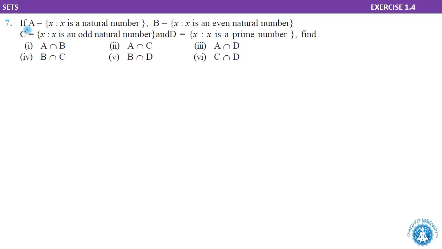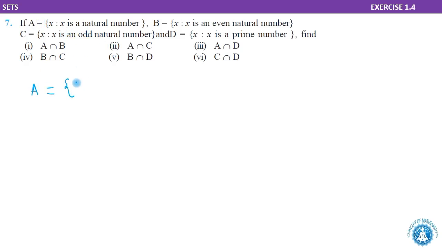If A is the set of all x such that x is a natural number, B is the set of all x such that x is an even natural number, C is the set of all x such that x is an odd natural number, and D is the set of all x such that x is a prime number, find these intersection sets. Let us first write a few elements of the sets, then we will have some idea. Now we will write set A.